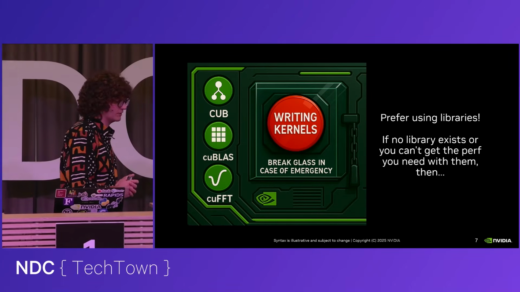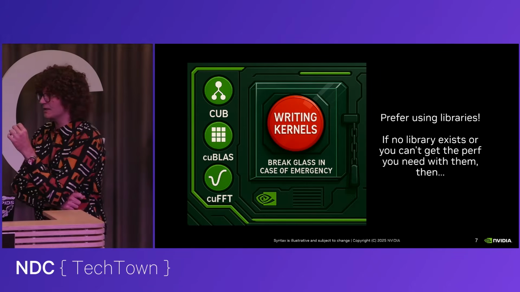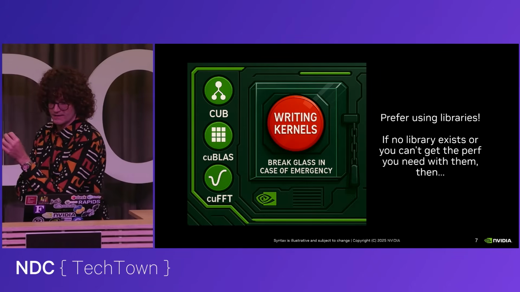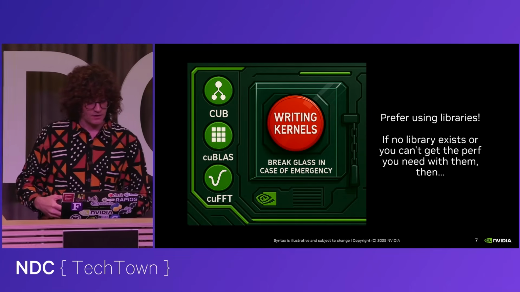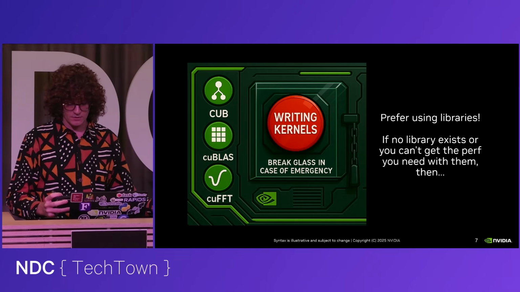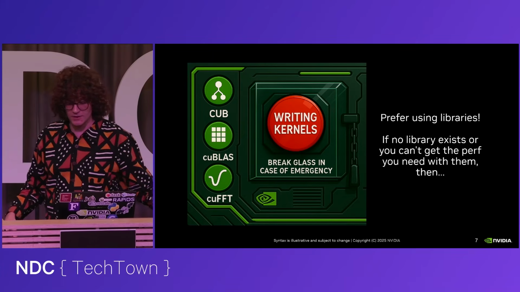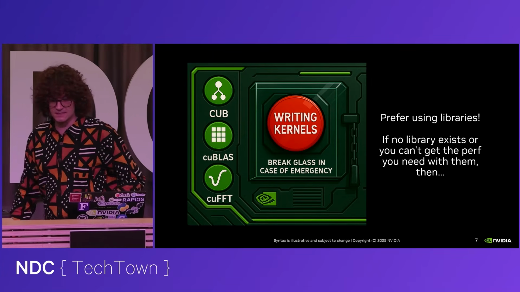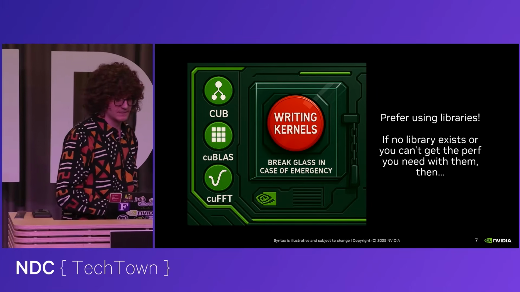A GPU kernel is a function that is executed in parallel by a group of threads. And all of these accelerated libraries are implemented with GPU kernels. Historically, GPU kernel authoring has been a pretty low-level task that you've had to do in languages like C++ or C.